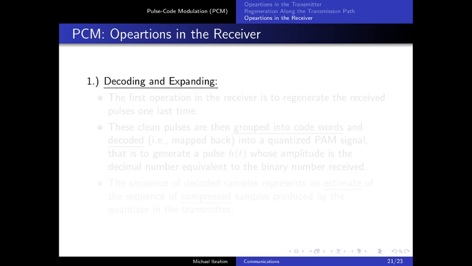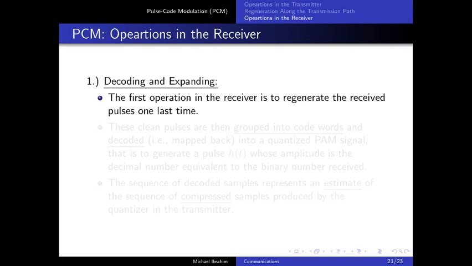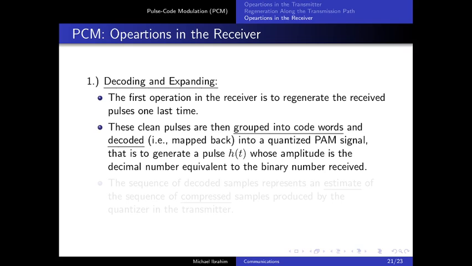Finally, at the receiver, the operations performed will start with decoding and expanding. The first operation is to regenerate the received pulses in the same manner as we have done in the regenerative repeaters, by creating a clean copy of the message. These clean pulses are grouped together into a code word, and then decoded into a quantized PAM signal.